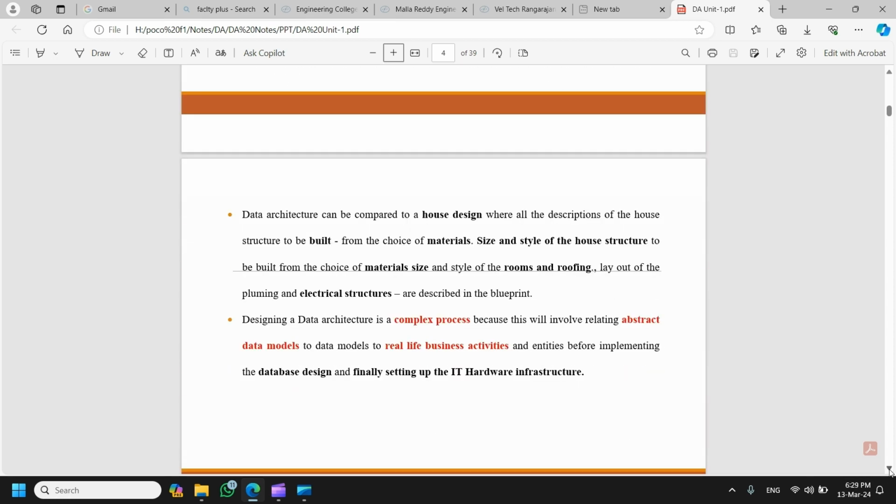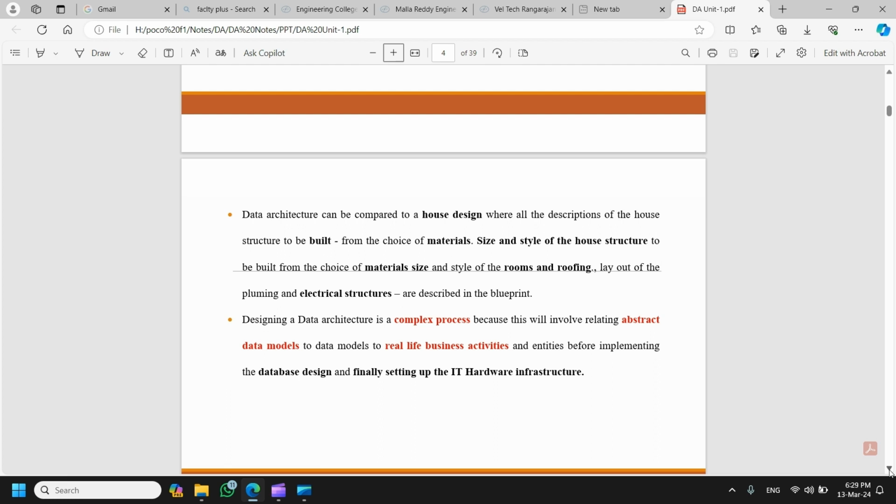Data architecture can be compared with a house design. It describes the house structure, including the choice of material, size, and style of the house, the rooms and roofing, and the layout, such as the plumbing and electrical structure, designed by the blueprint.